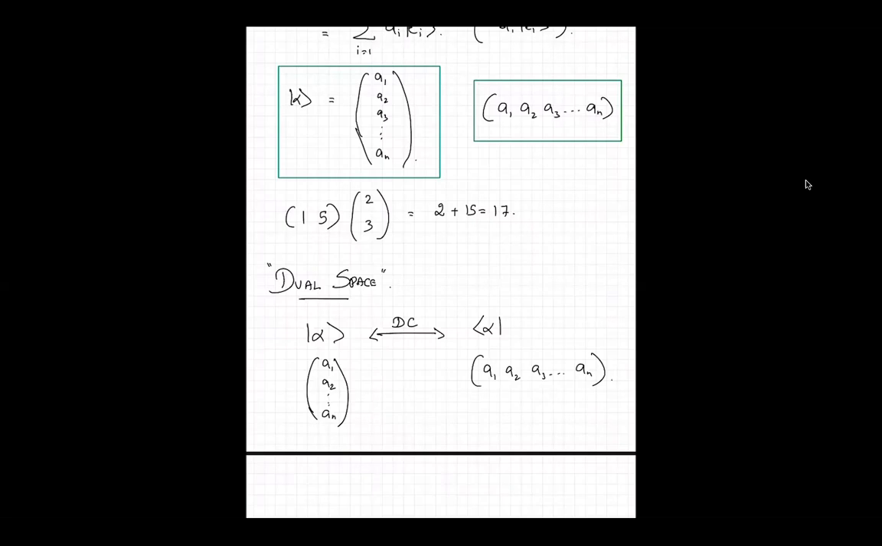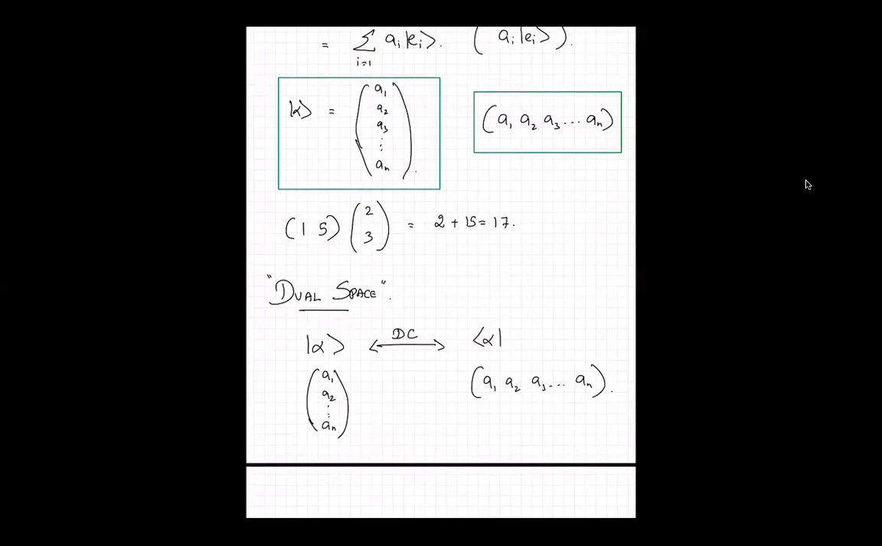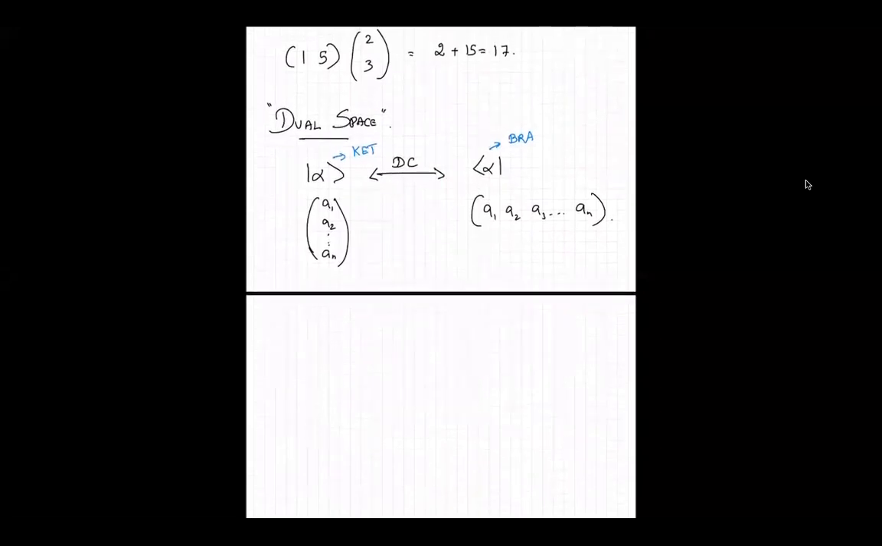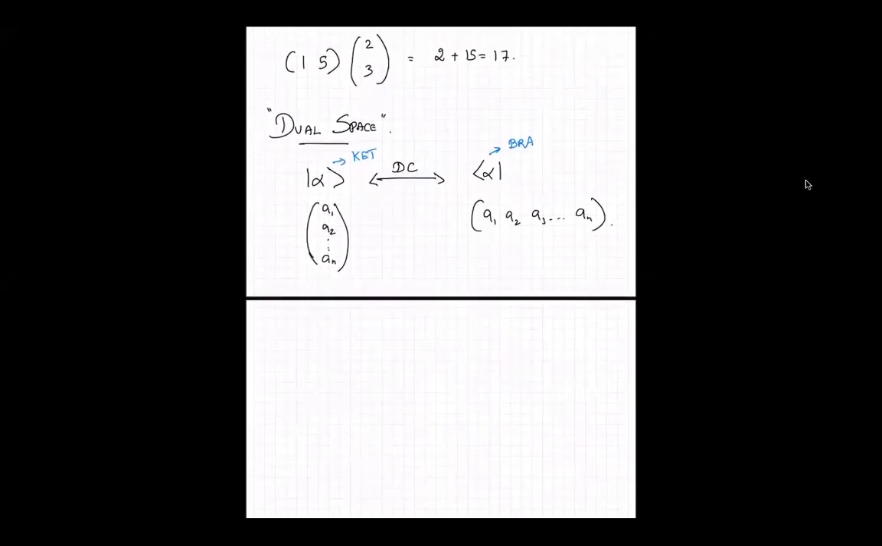So just like I can multiply a row vector with a column vector to give me a number, I can multiply this object on the right with this object on the left to get a number. This object on the right is called, as you know, a ket, and this object on the left, as you probably already know, is called a bra. Okay, so the multiplication of a bra with a ket to form a bracket gives me a number. Okay, this is Dirac notation.